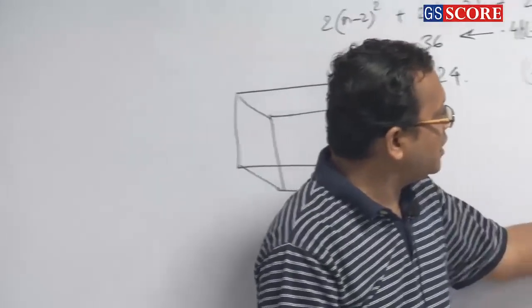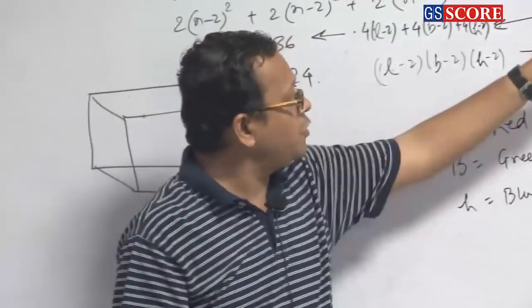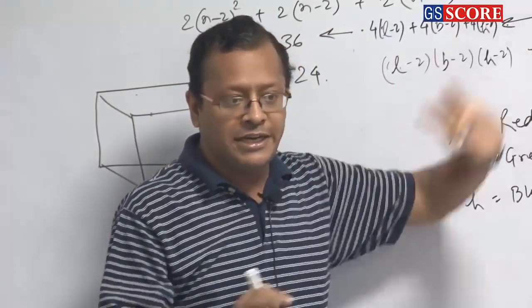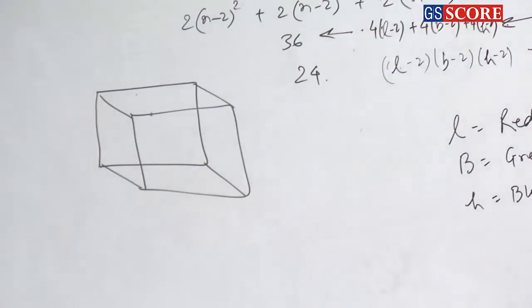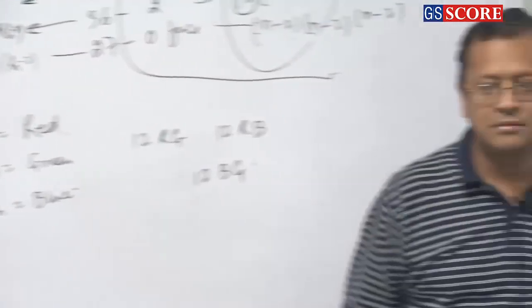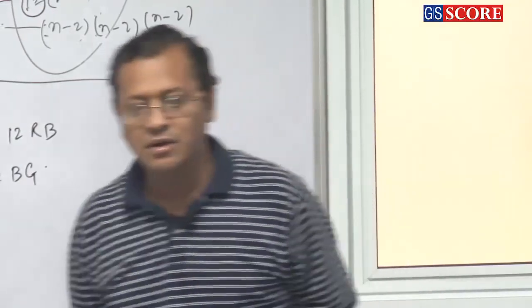2 faces, 12 red green, 12 red blue, 12 blue green. 54 cubes are having one face painted, of which 18 will be red, 18 will be blue, 18 will be green. Clear or not? Right? Easy or not? Okay.